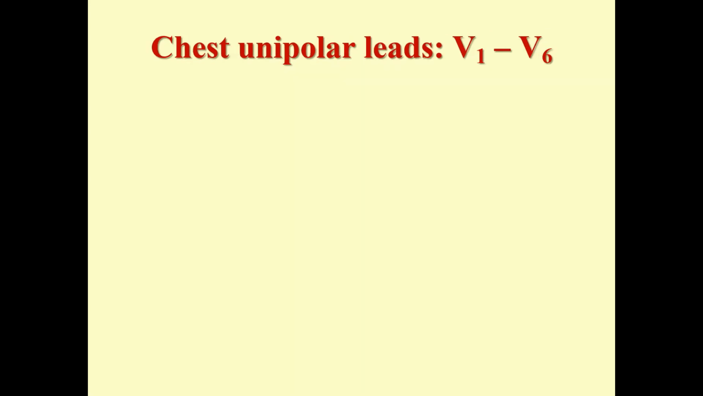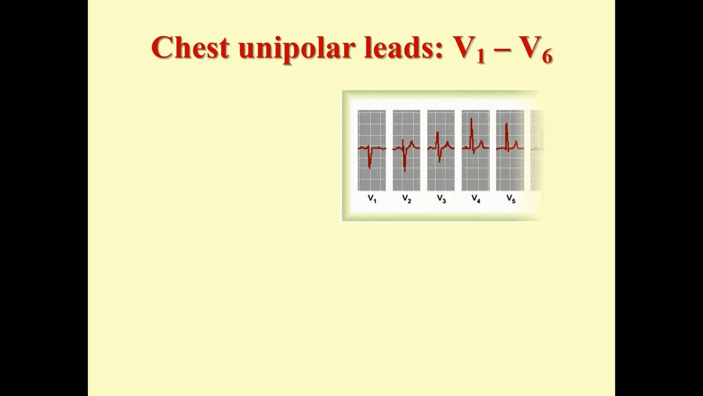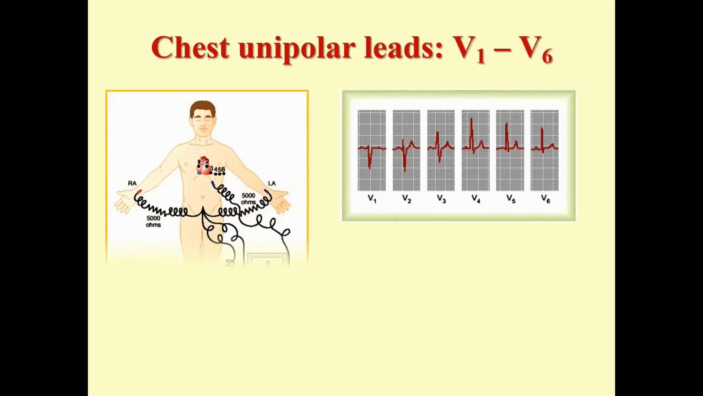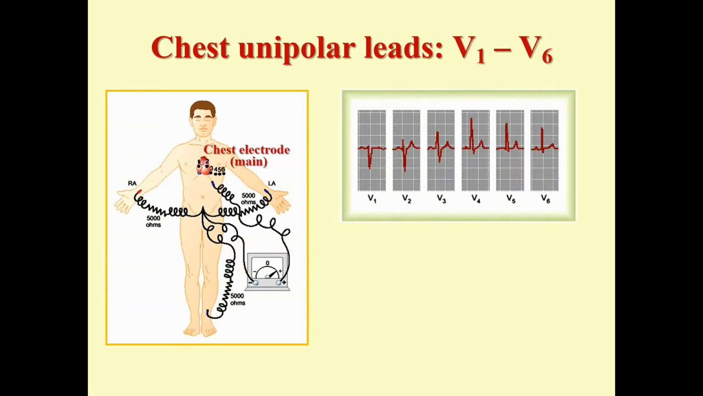And now the chest unipolar leads that are designated by the letter V, V1 until V6. They look like the following. For recording of these unipolar leads, the main electrode is placed on the chest surface. And you see on the picture the main electrodes. There are 6 black points on the chest surface where the electrodes are placed.